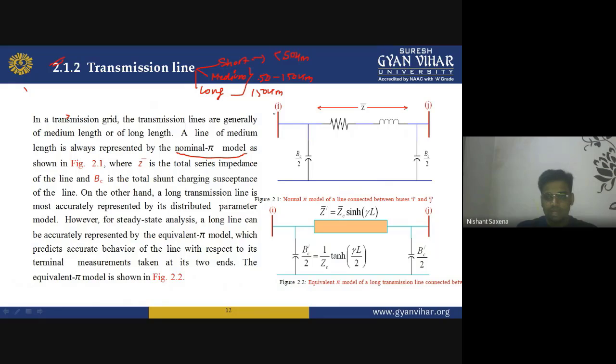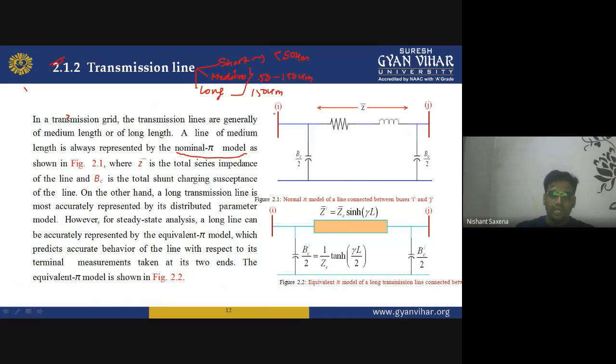Look at this. This is the nominal pi model of a transmission line, where Z bar is the total series impedance of the line, and B_C is the total shunt charging susceptance of the line. This charging shunt susceptance is divided equally at the two end sections of the line.